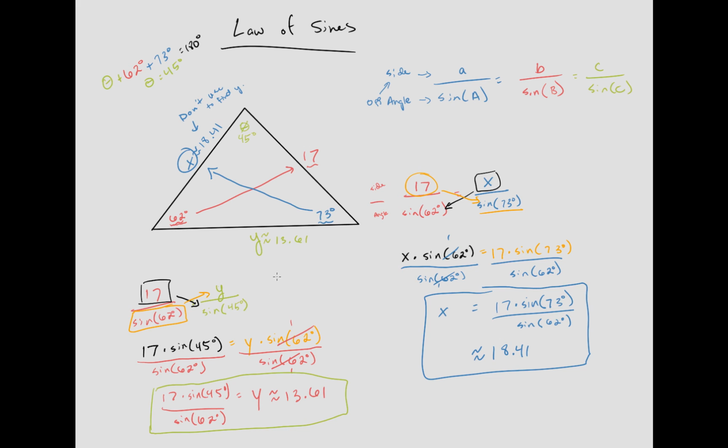And then we can do our little check here. The smallest angle is 45 degrees, and if I look here, 13.61 is the smallest side. So that's good. The next smallest angle is 62 degrees, and opposite that is 17, the medium side. And the biggest angle is opposite the biggest side. So at least there are no contradictions there. The values all seem fairly reasonable, and so I can feel pretty confident that my solutions are correct.